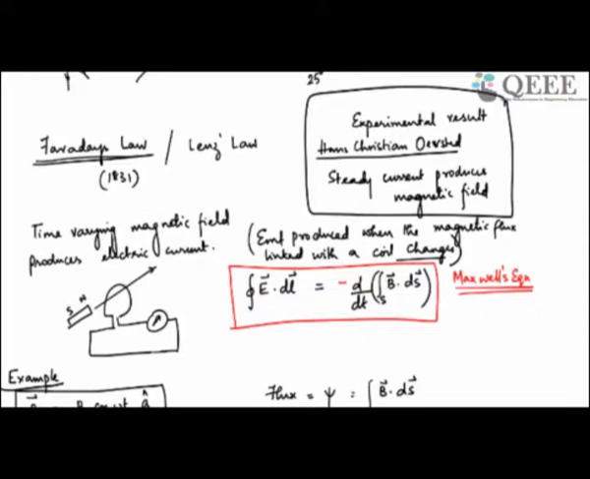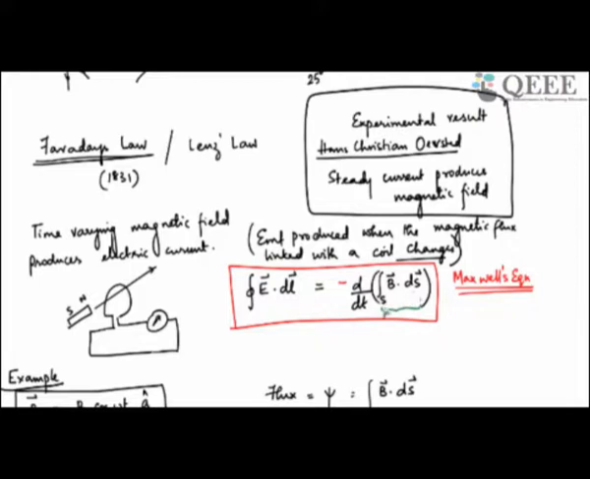We started with Faraday's law. Faraday's law gets coupled with Lenz's law, and the law says that any time varying magnetic field produces an electric current. So you are talking about the source of electric current. The source of electric current is a time varying magnetic field. The way the electric current is quantified, how much electric current is produced, is decided by how fast the magnetic flux is changing.